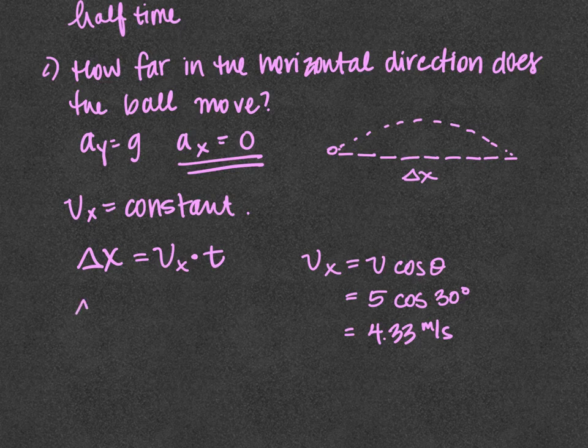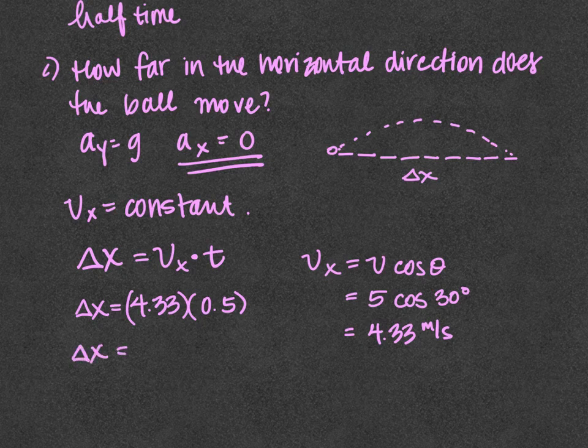So now we're going to make our substitutions. We'll have our delta x, that's our horizontal distance, equals 4.33 times 0.5 seconds. We just found that a minute ago. And so we get that the change in position was about 2.16 meters. And so that is this horizontal distance away.